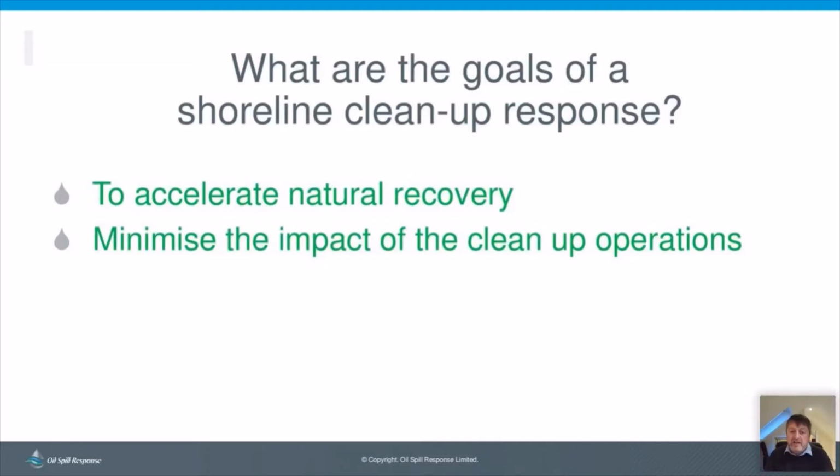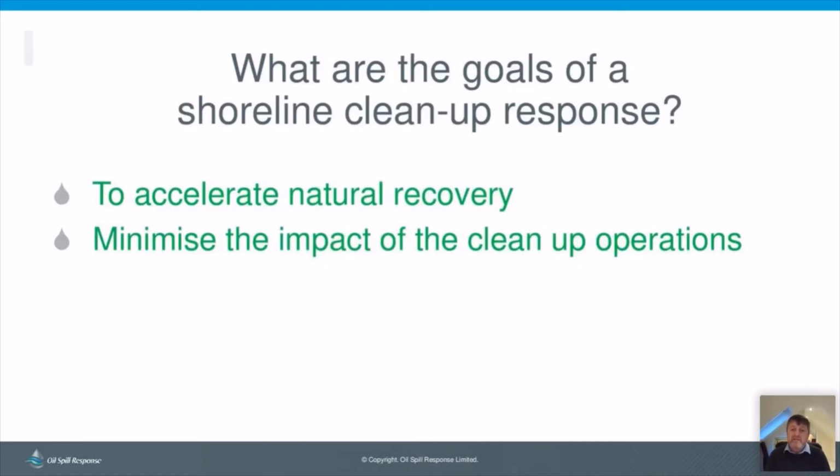But what we are trying to achieve is to accelerate that natural recovery. So one of the things the SCAT team survey is going to be looking at is the oiling level and the environmental background, and they're also going to produce a shoreline treatment recommendation. On that recommendation, there will be an end point. The end point is the point at which you stop cleaning to allow nature to take over and basically finish off the job. Because if we were to carry on cleaning at that point, we would probably cause more long-term damage than if we let nature take over and finish off.